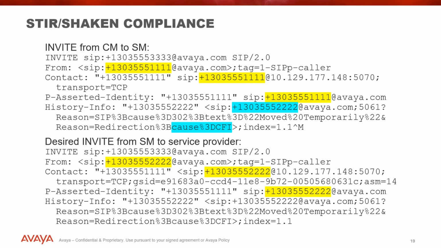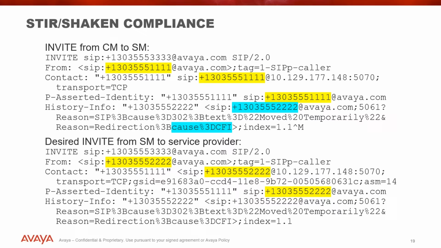First, let's take a look at the invite that's coming from CM to SM. If you look at the From header, this would be the external number that placed the call to your CM endpoint. That same external digit string is in the Contact header. It's also in the P-Asserted-Identity header. But that's not the caller ID of the forwarding station. It's a caller ID that doesn't belong to your enterprise, so the service provider is going to reject it.